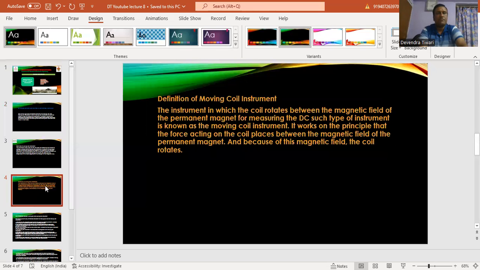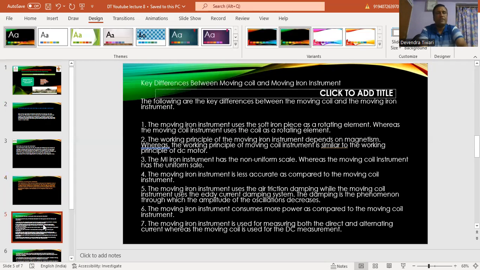Now we will observe what a moving coil instrument is. The instrument in which the coil rotates in the magnetic field of the permanent magnet for measuring DC is known as a moving coil instrument, or permanent magnet moving coil instrument. It works on the principle that a force acts on the coil placed in the magnetic field of the permanent magnet, and because of this the coil rotates. Now, these are the definitions. Now we will see the key differences between moving coil and moving iron instrument.